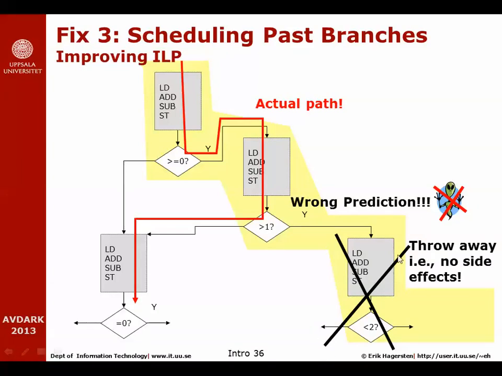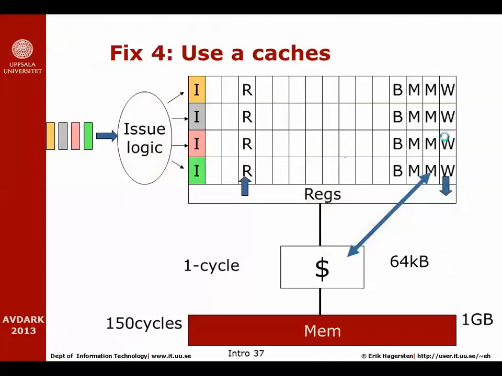And when the wrong prediction happens, we have to make sure that the side effect of that speculative work is not applied to the state of the machine. We also cannot change any register values or any memory values until we're really sure that we are supposed to perform that piece of work. That was fix number 3.